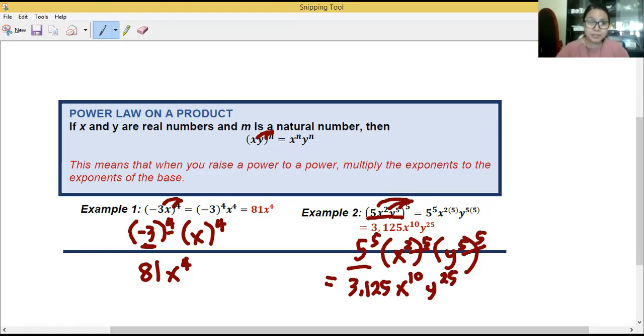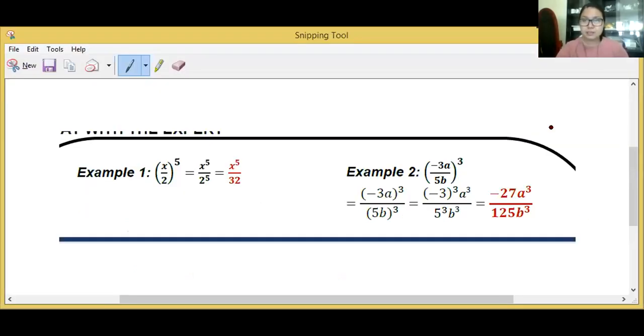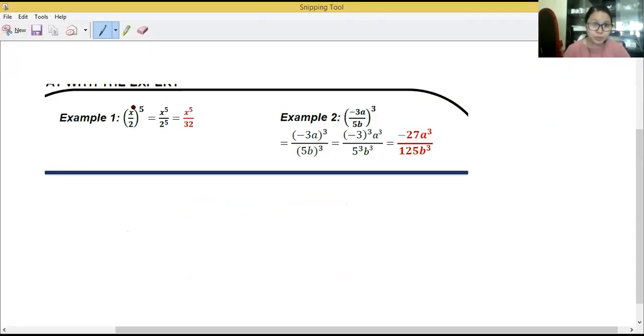The last law is the power on a quotient. It's very similar to the previous law, but how do we do that? We also distribute it, like x to the power of 5 over 2 to the power of 5. So we have 2 to the power of 5, which is 2 times 2 times 2 times 2 times 2. The answer is 32.